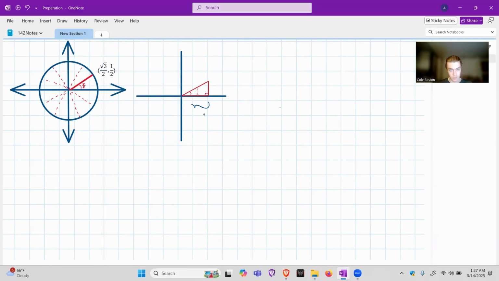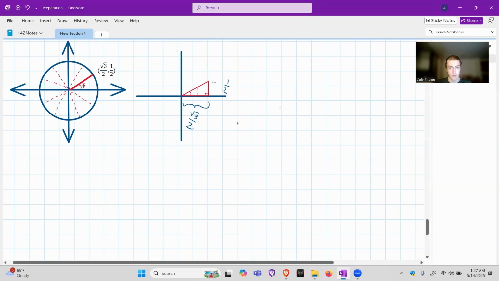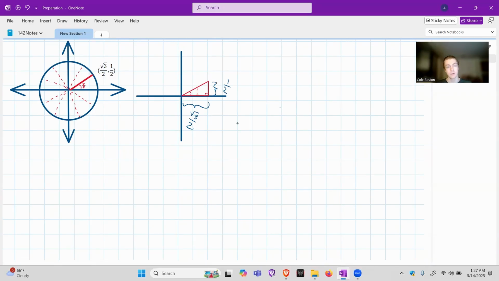Hold on one second, my pen is losing connection. Root 3 over 2. The height here is 1/2. And that is not a 3, that is a brace. So we can draw this triangle anywhere and essentially use these known values. We know that the short side is 1/2 and the long side is root 3 over 2 for any of these thirds, because it's symmetric all throughout.